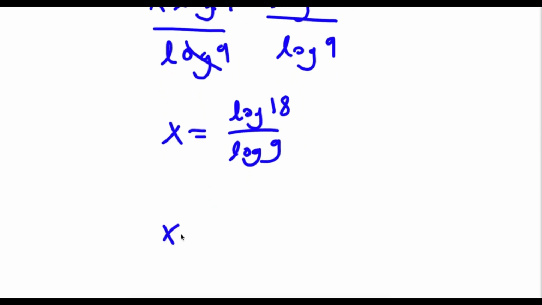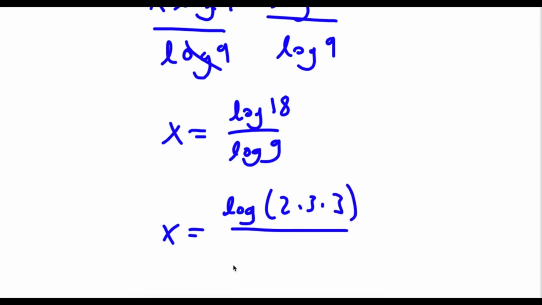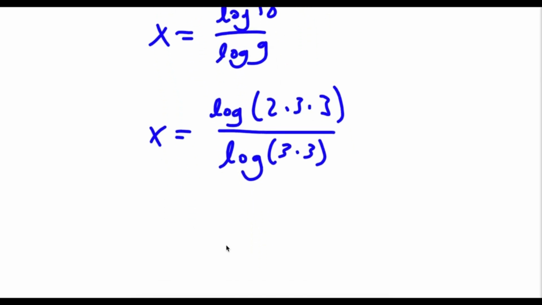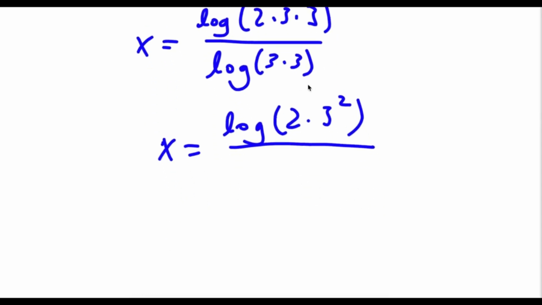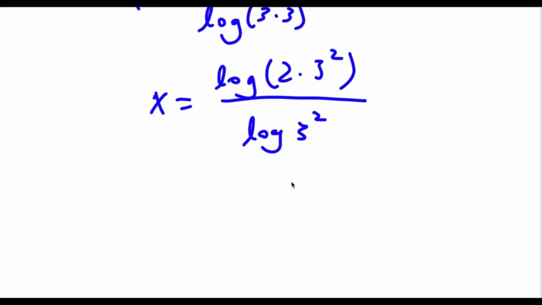Now log 18, this is the same thing as log 2 times 3 times 3. Log 9, this is the same thing as log 3 times 3. Now, I have x is equal to log, 3 times 3 is the same thing as 3 squared, so I have 2 times 3 squared. Now 3 times 3 is the same thing as 3 squared, so I have log 3 squared.